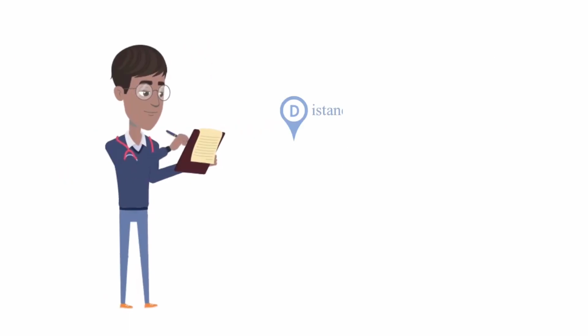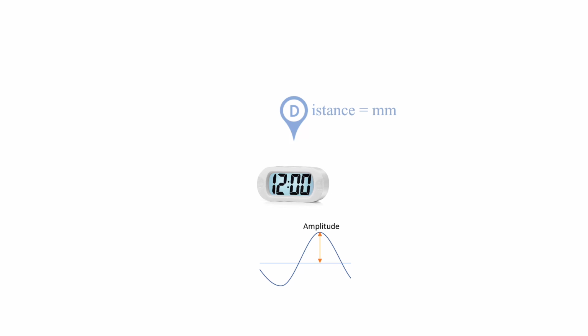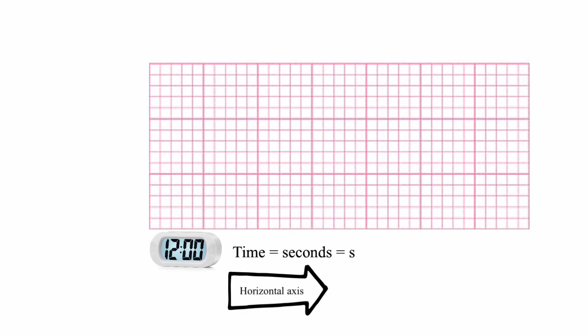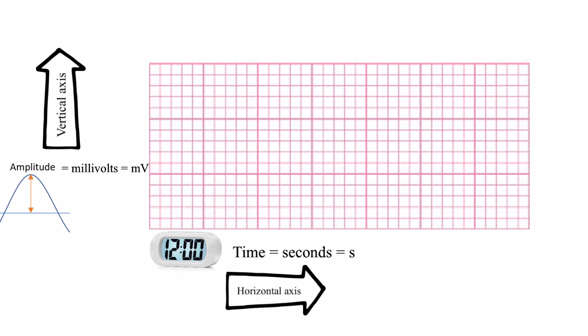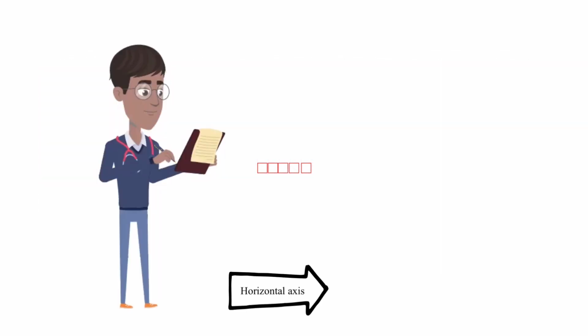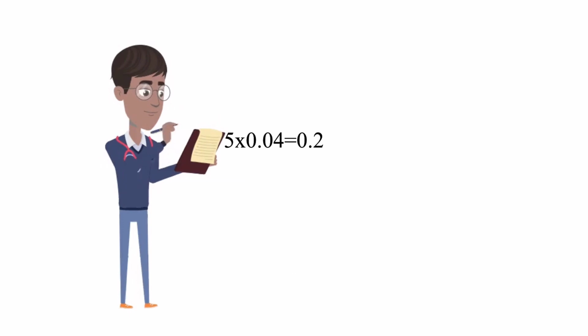Apart from distance measured in millimeters, you can also use time and amplitude to reference the ECG paper. The time is measured in seconds, which is in the horizontal axis, while the amplitude is measured in millivolts, which is in the vertical axis. One small pulse is equal to 0.04 seconds. Since there are 5 small pulses inside one big pulse in the horizontal axis, you multiply 5 by 0.04 seconds to get 0.2 seconds for one big pulse.